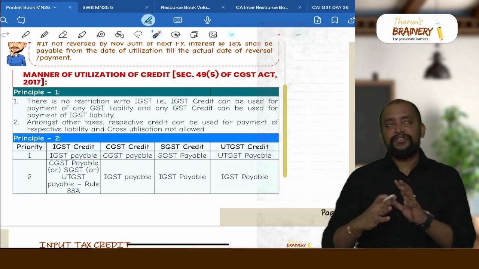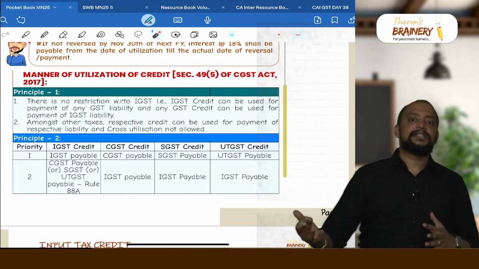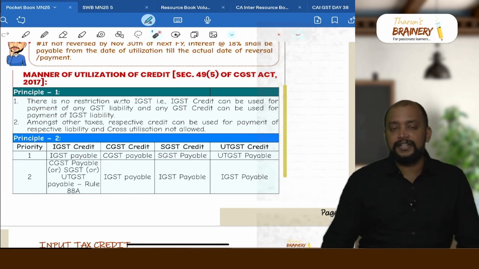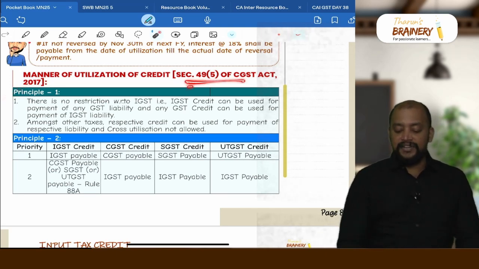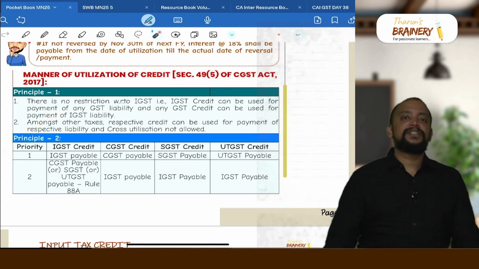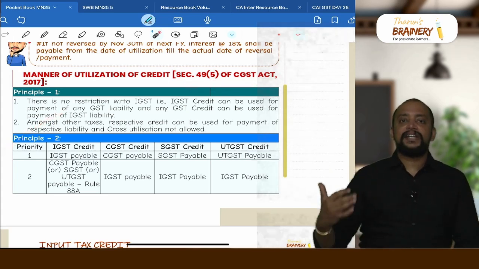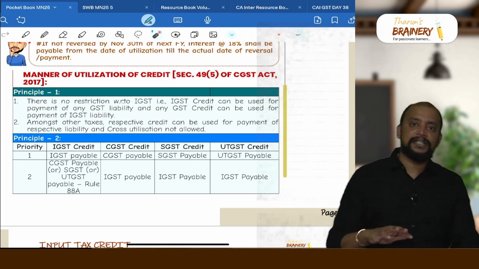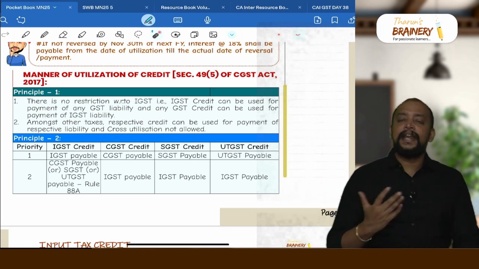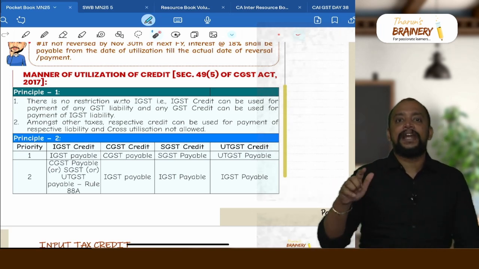Then number 2: between the other 3, CGST, SGST and UTGST, respective credit should be utilized for payment of respective liability, and cross utilization is not possible. That is the first principle, and this is given in 49 subsection 5. Second principle, the priority. When I have IGST credit, first I need to use it for payment of IGST liability. Thereafter, between CGST, SGST, UTGST, in any manner, any proportion, that is given in Rule 88A.